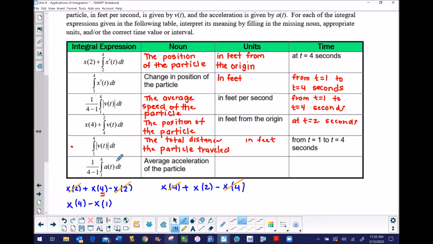Now, what would acceleration's units be? That's a little different here. Acceleration would be measured in feet per second squared. So we have to be careful, since acceleration has that extra factor of time in its denominator. And would you say that this would be at a specific moment in time, or is it over an interval? Well, again, it's got that word average, so that's definitely an interval. So we're using t equal 1 to 4 again.